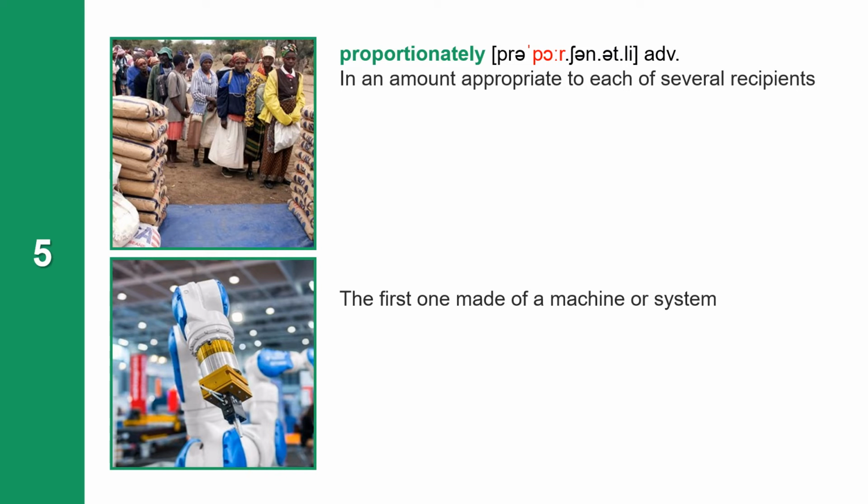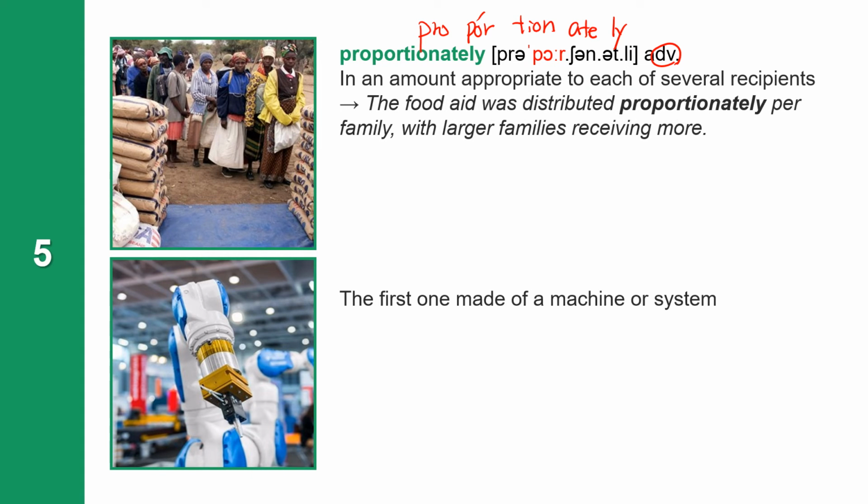proportionately. Proportionately is an adverb, and it has 5 syllables. P-R-O, P-O-R, T-I-O-N, A-T-E-L-Y. Accent on the second syllable. Proportionately means in an amount appropriate to each of several recipients. The food aid was distributed proportionately per family, with larger families receiving more.